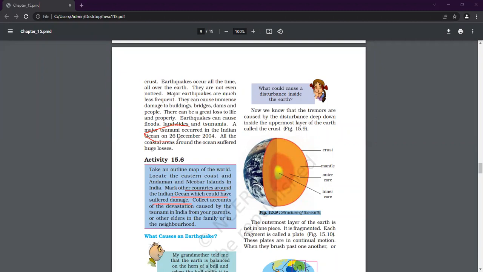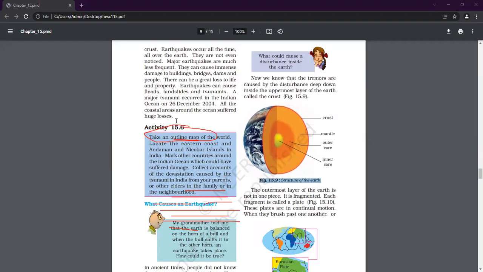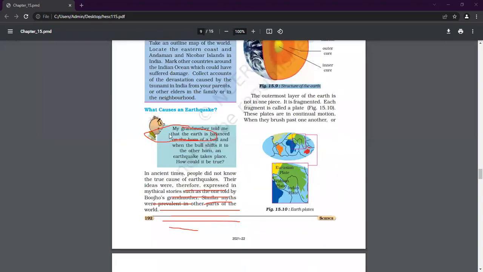The tsunami that struck in 2004, because of that, which other countries besides India were affected? Whichever countries are located around, for example Myanmar, Indonesia, Burma, Bangladesh, in these also the effect of the tsunami was seen. Now collect the account of the devastation caused by the tsunami in India from your parents or other adults in the family or in the neighborhood. Okay, next a simple activity you can easily perform at your home. Just ask your parents what was happening and in which countries the tsunami had struck.